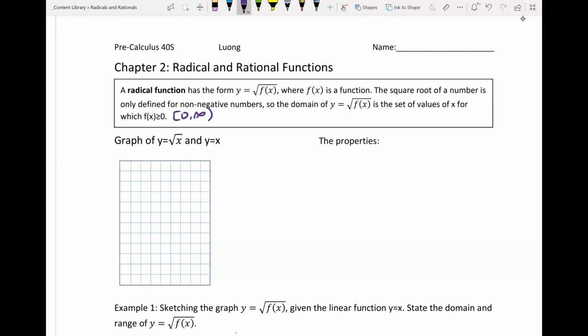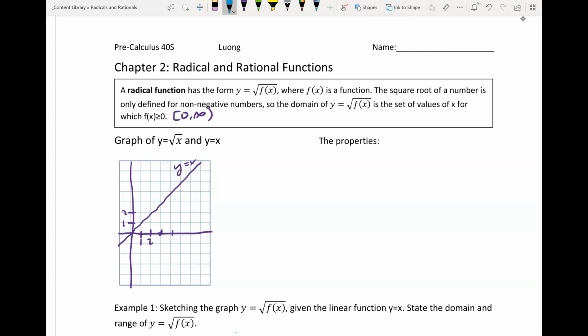Now I'm just going to graph our standard root x graph and also y equals x. So your y equals x is just a linear line. It looks something like this. The slope is 1, and that's y equals x.